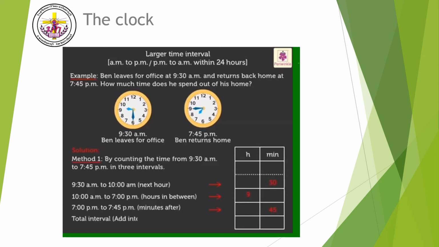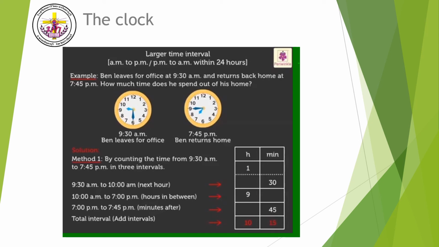Now, add all the intervals. Add the minutes, that is 30 plus 45 minutes, which is equal to 1 hour 15 minutes. Now, add the hours, that is 1 plus 9 hours is equal to 10 hours. Look, we found the time interval.